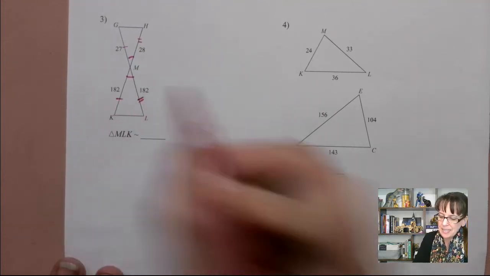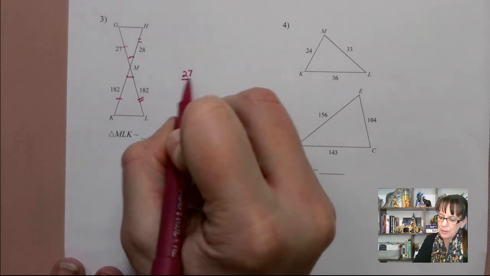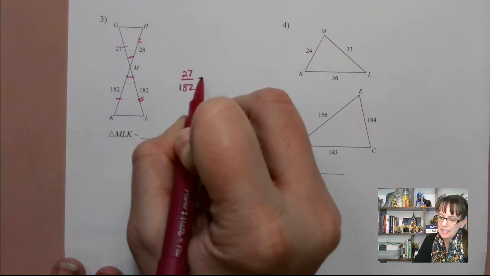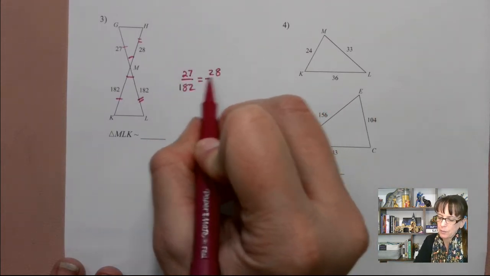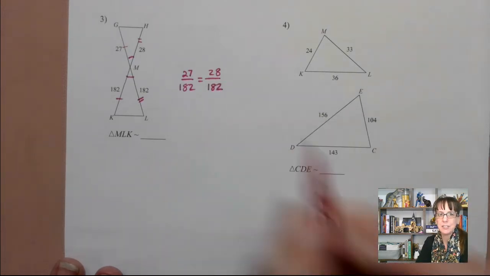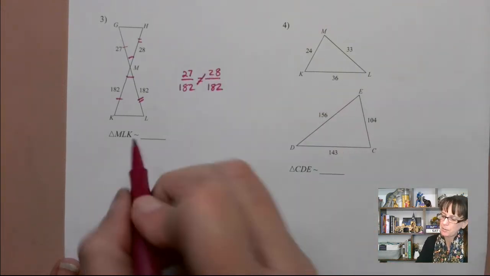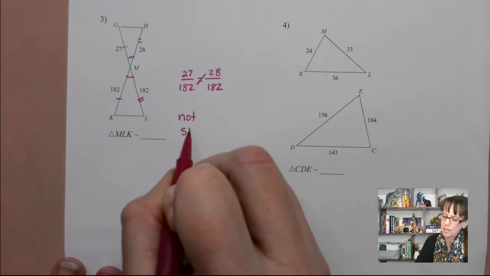So if I do this and mark it, I would get 27 over 182 equals 28 over 182. And that statement is not true. So these are not proportional. So these are not similar.